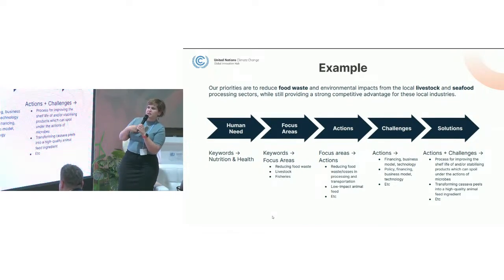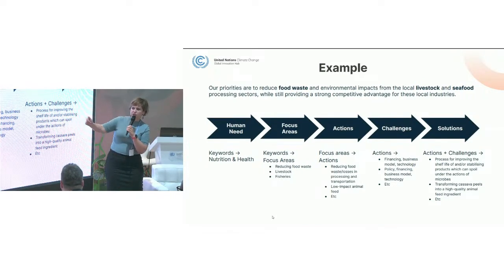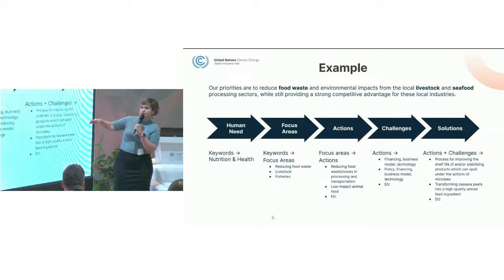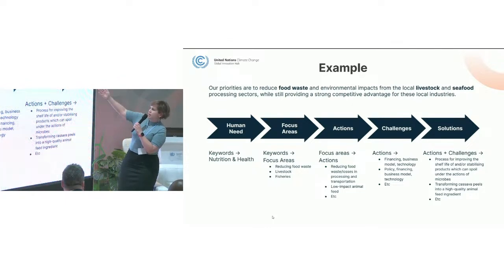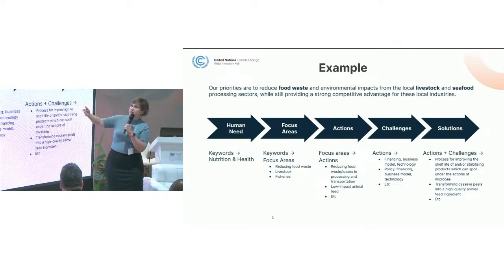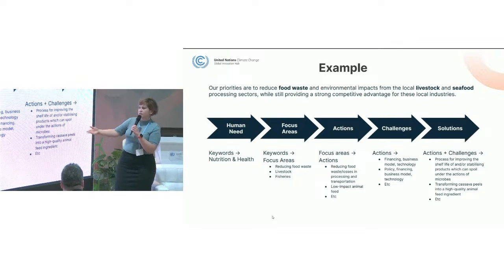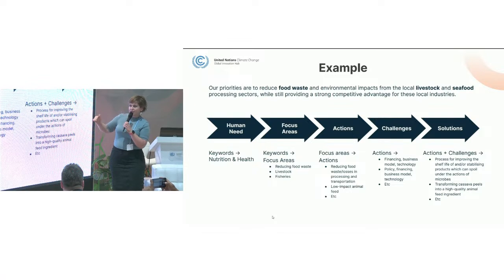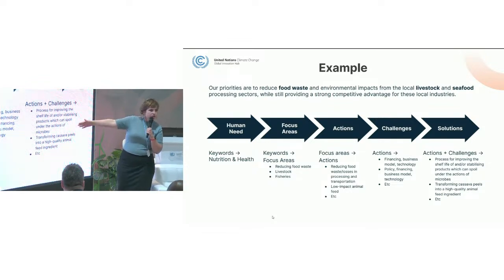So as a government, I say, okay, I'm concerned about nutrition and health. I am in particular interested in reducing food waste, but also making sure that my local livestock and seafood sectors are doing well economically. So these are the focus areas that I'm selecting. Then I pick actions. So reducing food waste in processing and transportation, for example.